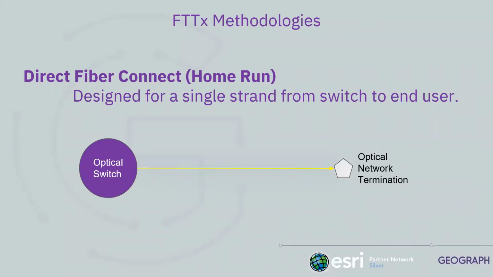But basically this is designed for a single strand of fiber from the optical switch all the way to the end user. So no splits, no couplings, no diffusion along the way. This goes straight from the port at the switch all the way to the end termination. So this gives you that direct bandwidth connection from the source all the way to the optical network termination, or what we sometimes refer to as the ONT.